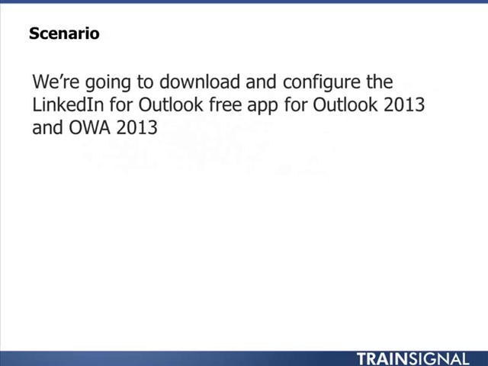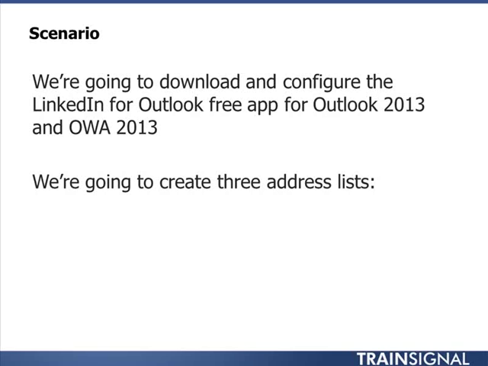So for our Spytech Prime organization, we're going to download and configure the LinkedIn app for Outlook. This is a free app for Outlook 2013 and Outlook Web App 2013. And then we're going to create three address lists: London, Miami, and Trinidad. Alright, so let's get this done.